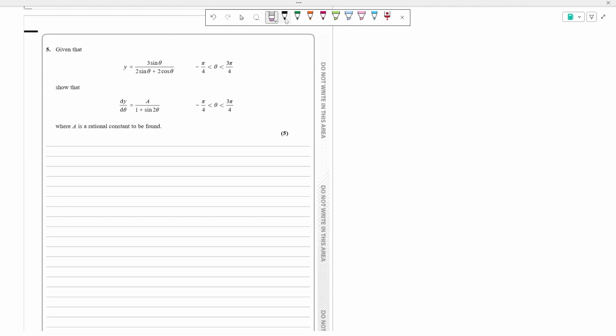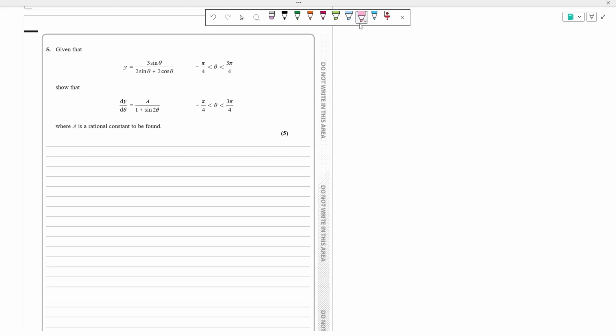Next question. Question 5. Well, we've got some trig here. And it says, given that we have y is equal to this equation here, we need to work out what dy by d theta is. Okay. We're probably going to be using quotient rule here.